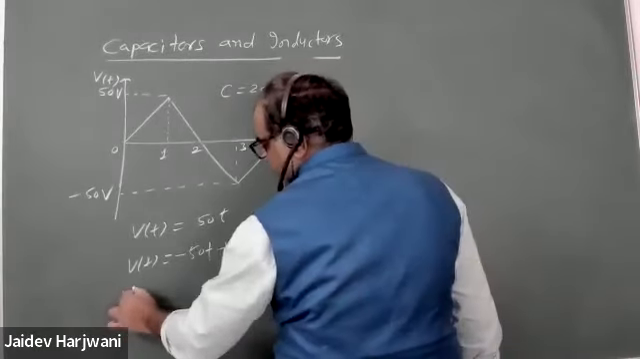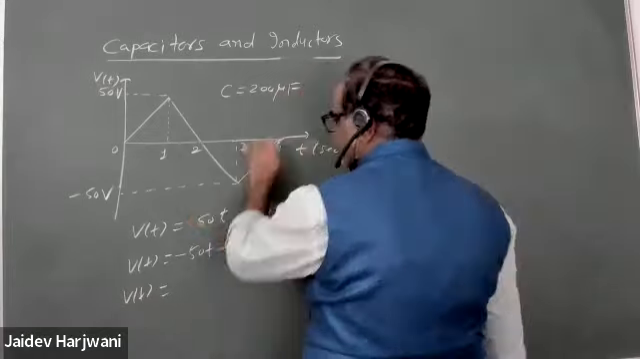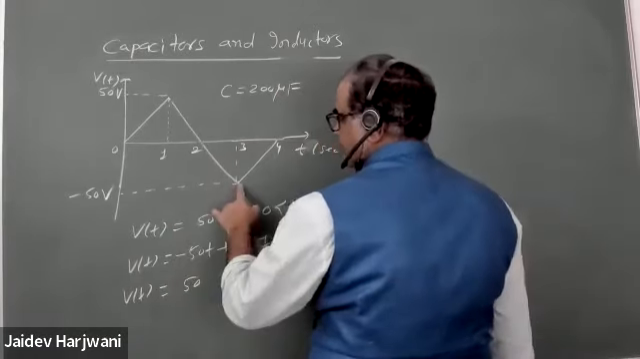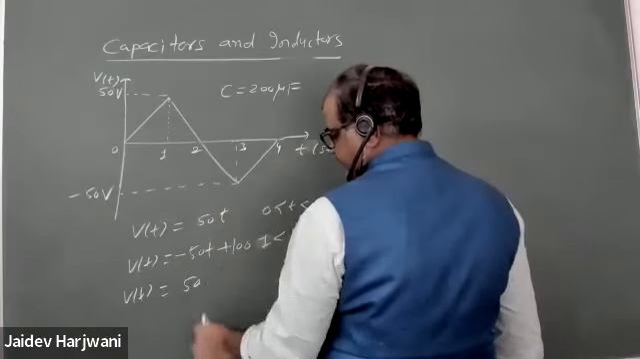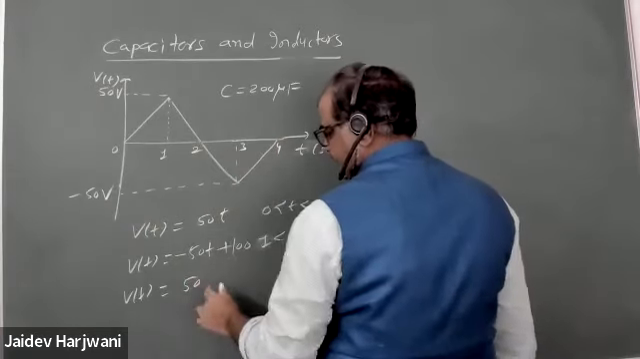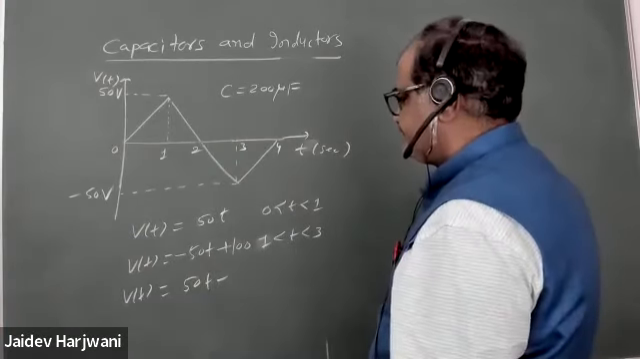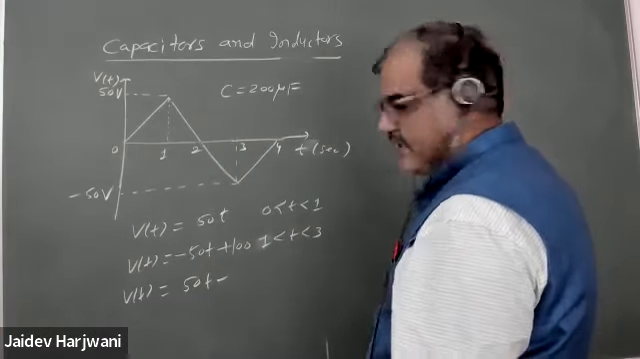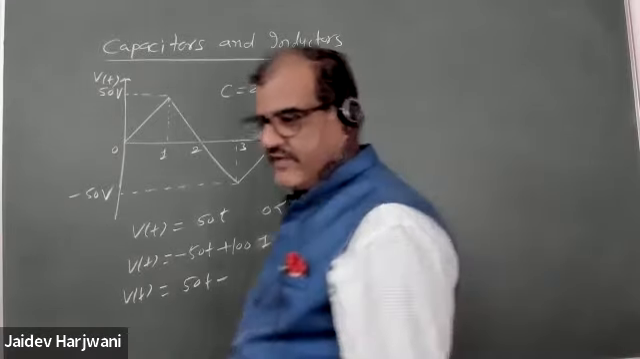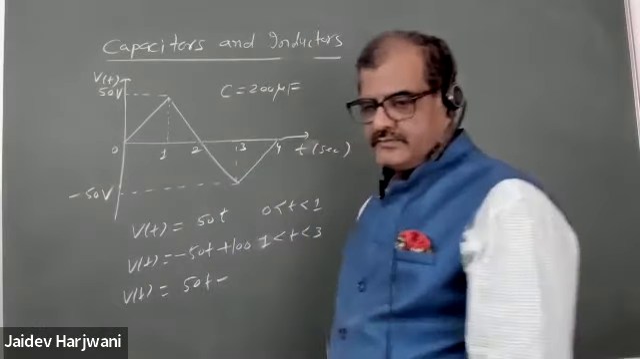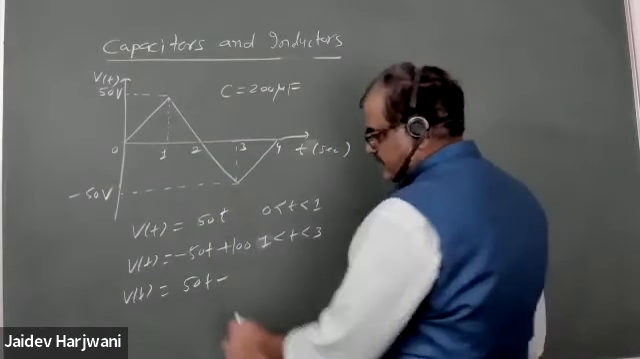Okay, now for the third one, this is a positive slope, it's going up. So again, this is 50t. You can see 50 and 0. The slope is 50t, 0 minus 50. So 50t, and how much should I write here as the constant value? Minus 200, very good.